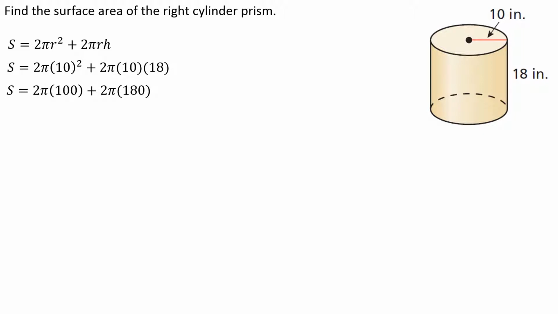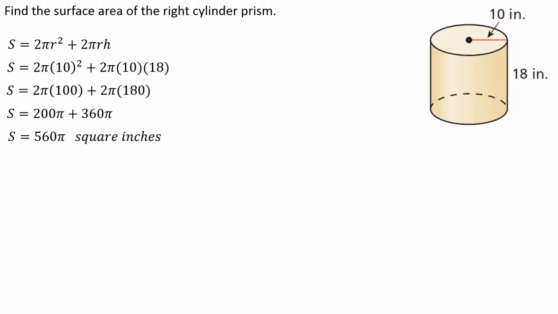10 times 10 is 100. 10 times 18 is 180. 2 times 100 is 200. 2 times 180 is 360. So if I've got 200 pi plus 360 pi, that makes 560 pi.